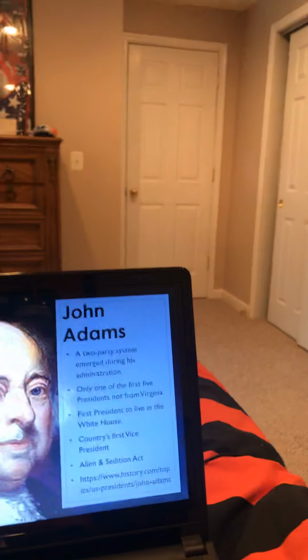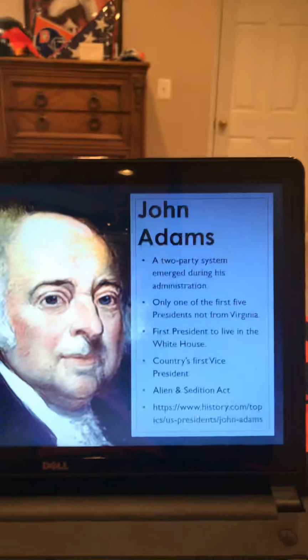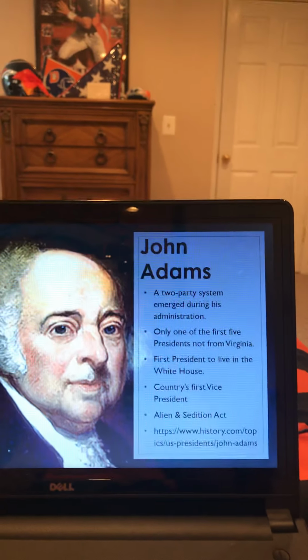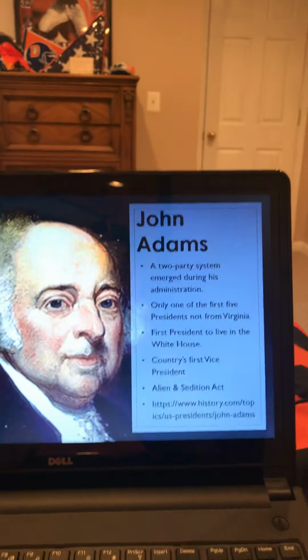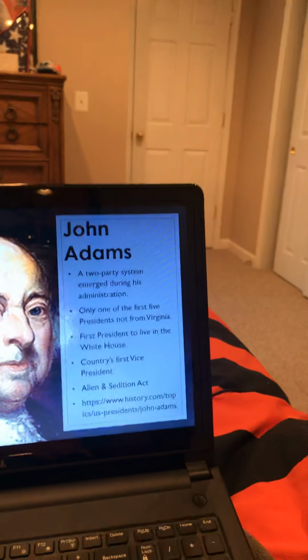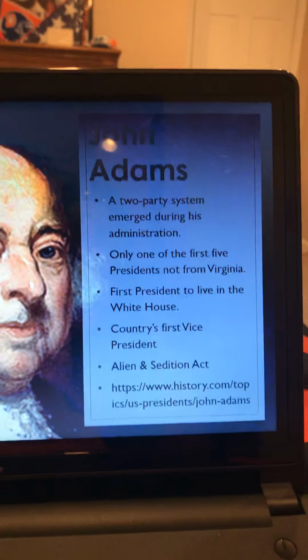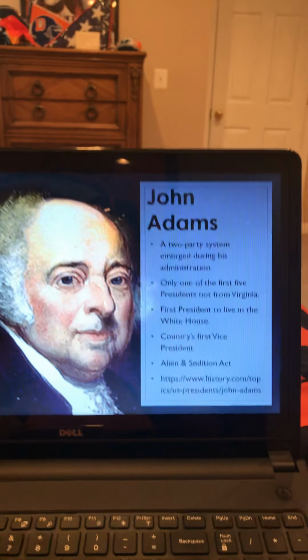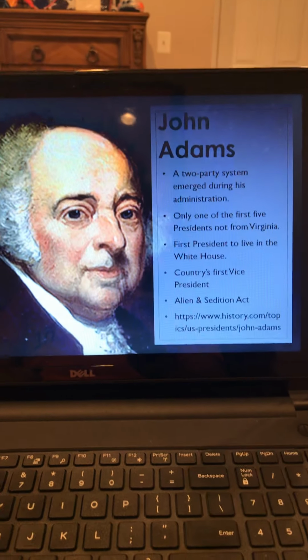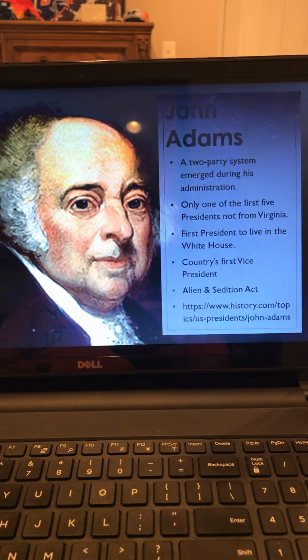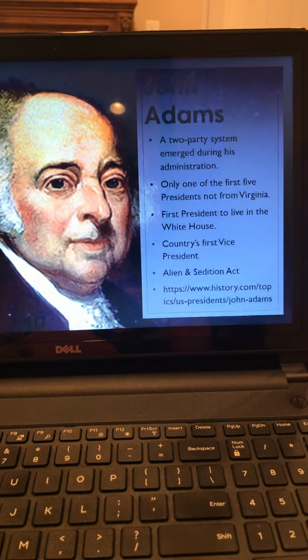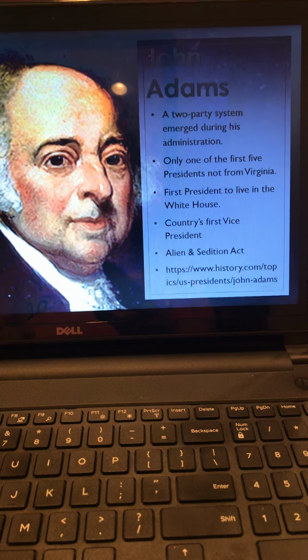Now, today, the political parties are Democrats and Republicans. Well, back in the olden days, they were called the Federalist Party and the Anti-Federalists. And the Anti-Federalists later became known as Democratic Republicans. You guys got that? So when John Adams was president, the two-party system emerged. He became the leader of the Federalist Party. And as you're going to learn in our next president, Thomas Jefferson, he becomes a Democratic Republican.